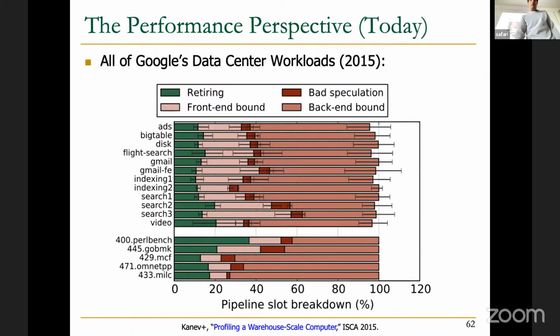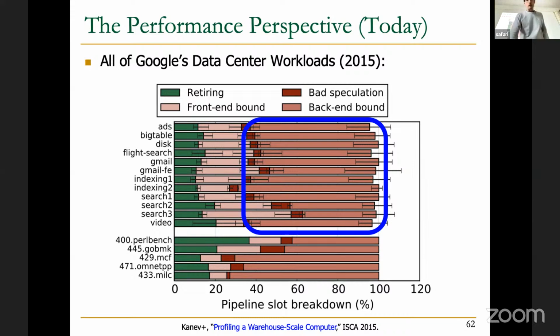But the perspective has not changed in recent years. In fact, this is a much more recent study from 2015. It's a study from Google talking about their data center workloads. And one key observation here is that out of all the 100% execution cycles or pipeline slots, what we see is that most of them are due to this backend bound metric that basically represents the access to data. There might also be other causes for the backend boundedness, but most of them are due to the access to data.